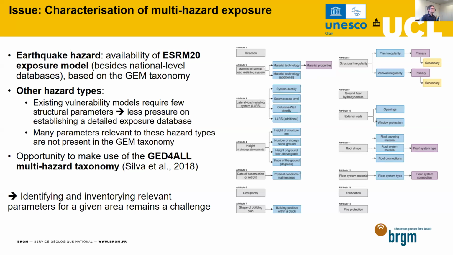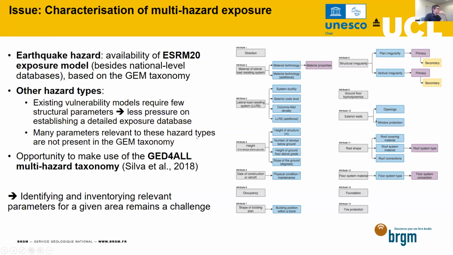Now I will finish with a set of pending issues that remain, which may also be discussed in the following presentation. The first one is the characterization of multi-hazard exposure. We have seen that for earthquake hazard, exposure models have been established recently, like the exposure model from ESRM 20, available now at European level, besides national level databases that are quite exhaustive, based on the GEM taxonomy. But for other hazard types, existing fragility models are sometimes not very precise in terms of the structural parameters they require. So there is less pressure to establish a detailed exposure database, and maybe there has been less effort on this part.